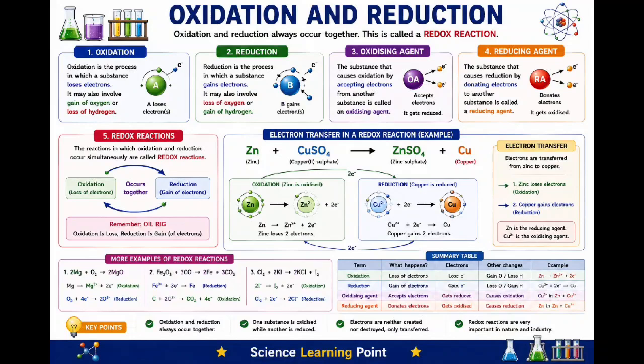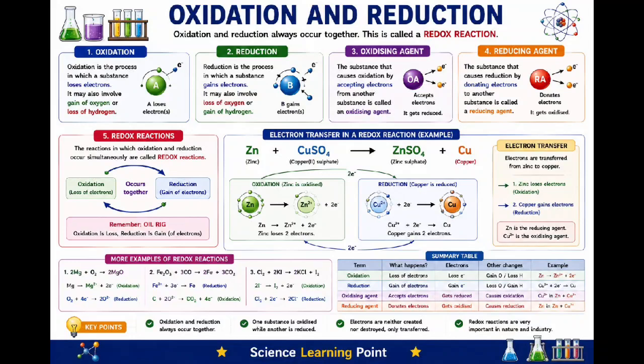Another example, iodide ion. In potassium iodide, iodide loses electrons and is oxidized. Chlorine gains electrons and is reduced. Again, both processes happen together.